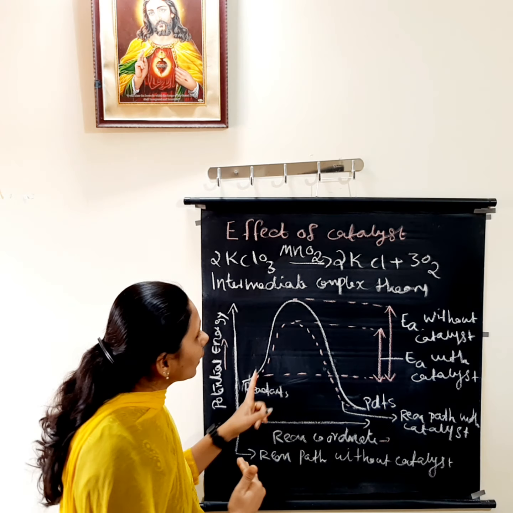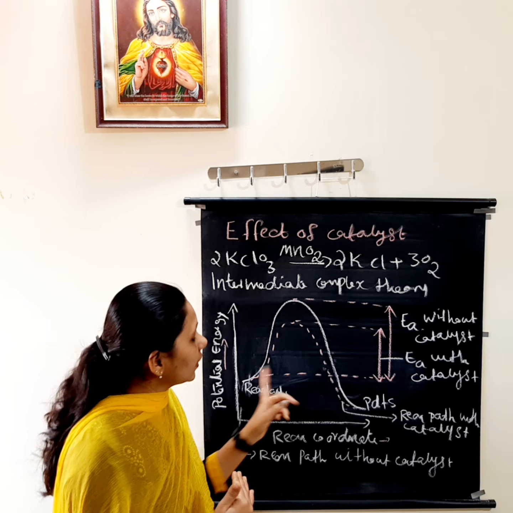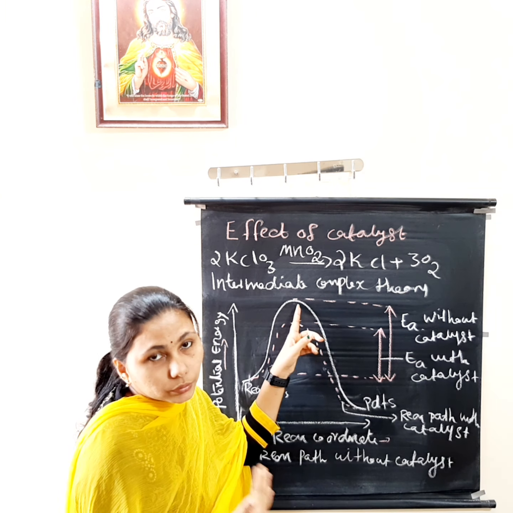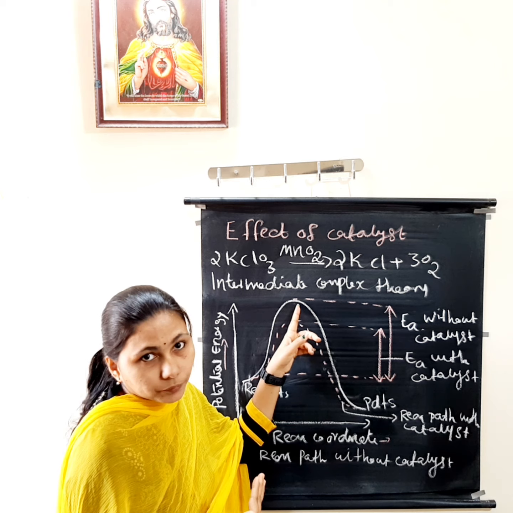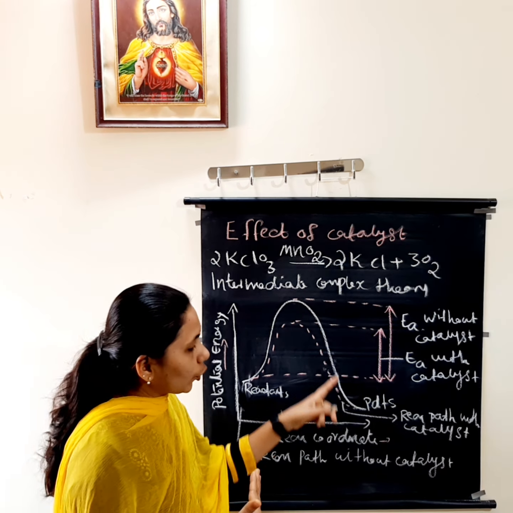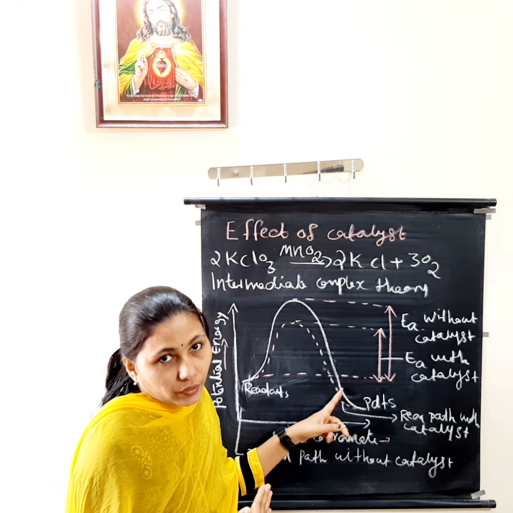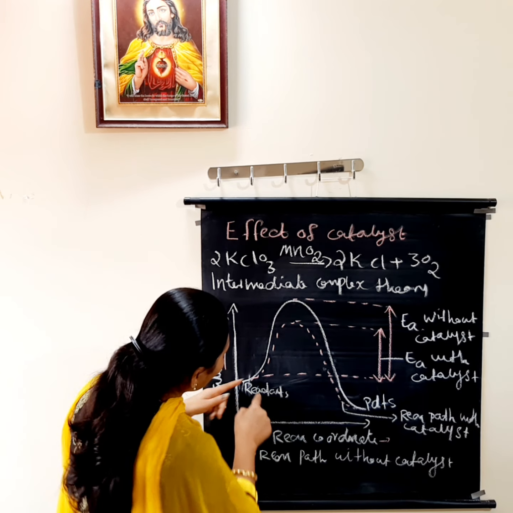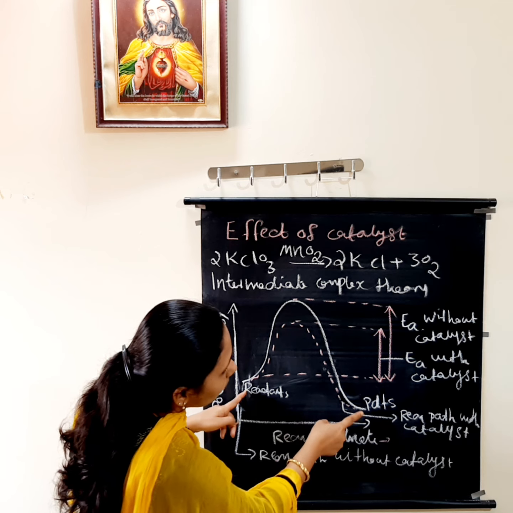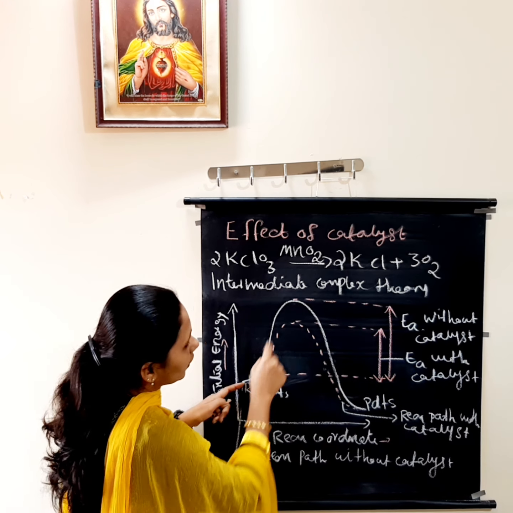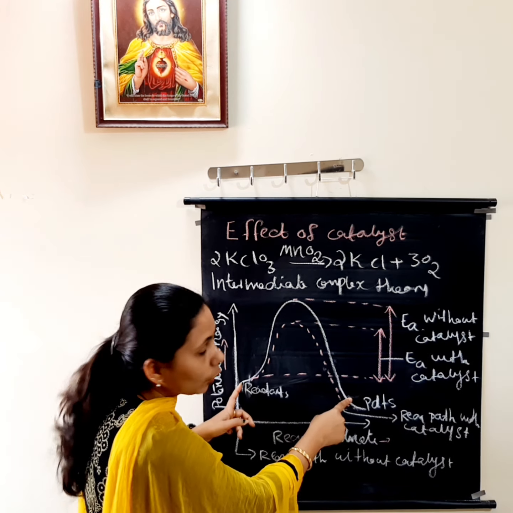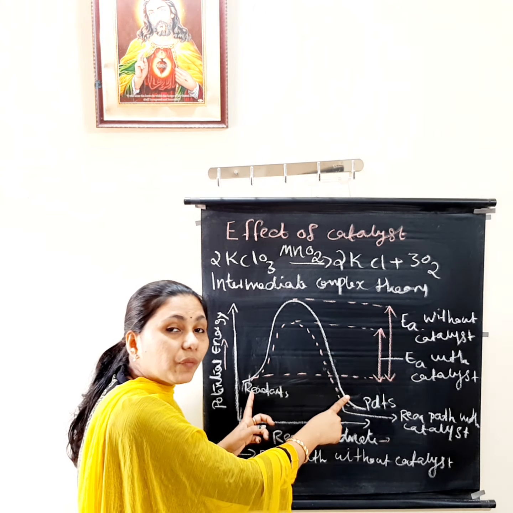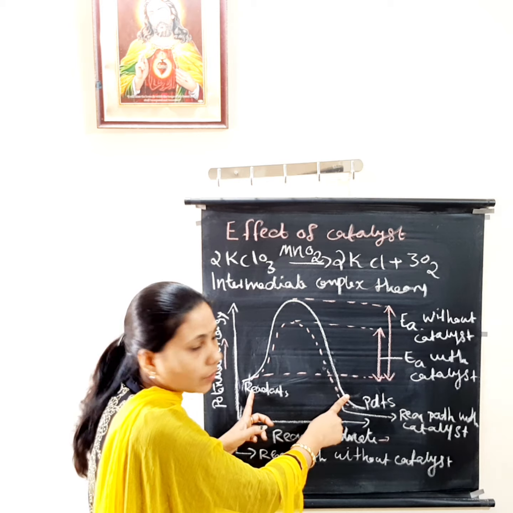Okay, so you can see this curve needs what? More activation energy for the reaction to occur. Here you can see this is the reactant, it gives the products, but it is taking more time also, and it requires which one? More activation energy without catalyst. It is in the absence of catalyst.